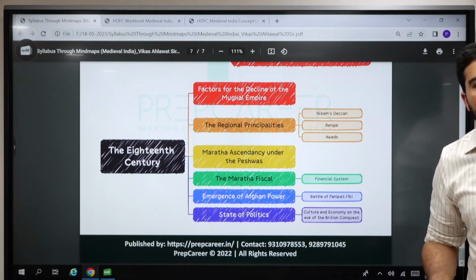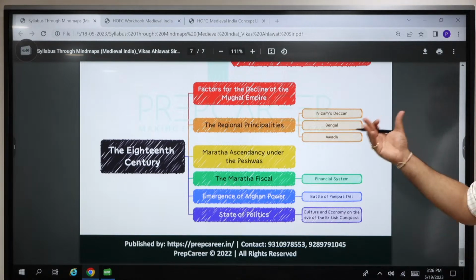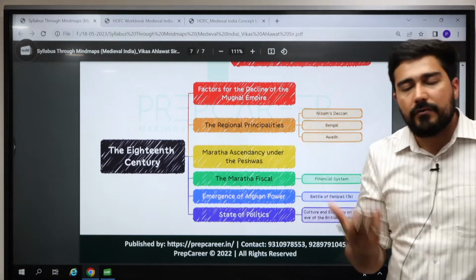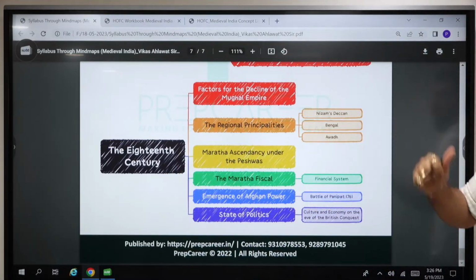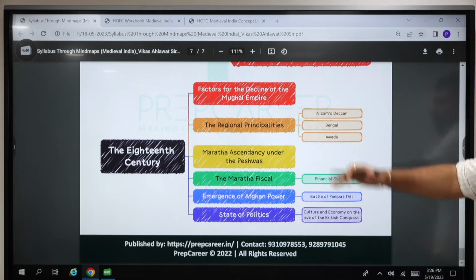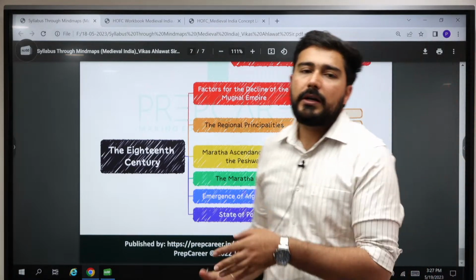Some of them were rebellious, like the Jats. Some of them were the newer states which were created, and some of them were the successor states. They were formed by the previous governors only, which includes your Bengal as well as Awadh and Hyderabad. This is the overall part, plus the change of the Maratha political system.